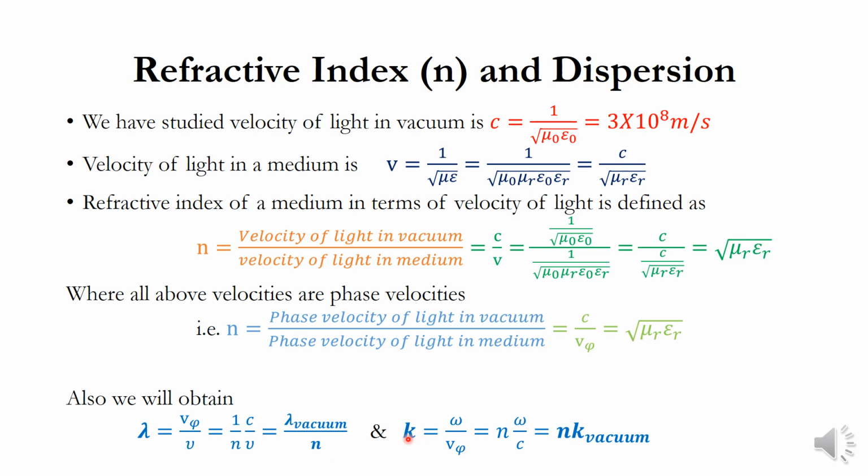Similarly, k in a medium can be written like this. The k in general is omega by v, where v is the phase velocity. Here again, this phase velocity is replaced by c by n. This n goes to the numerator, so that it becomes n into omega by c, where this omega by c is written like this. We know that this omega is the angular frequency and c is the velocity of light in vacuum, so that this omega by c will be the value of k in vacuum, so that this k in a medium can be written like this, n into k in vacuum.